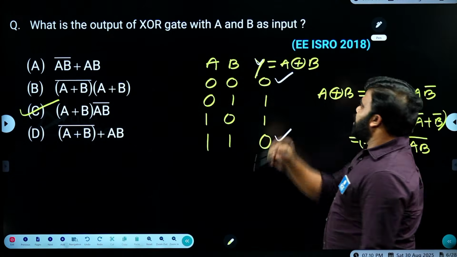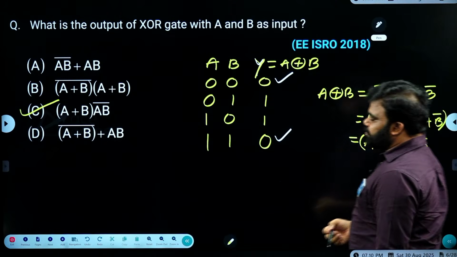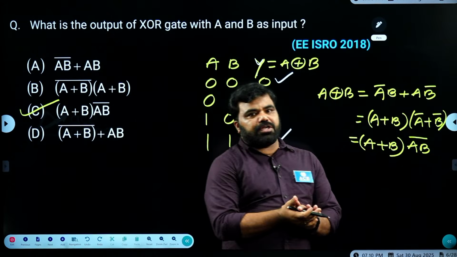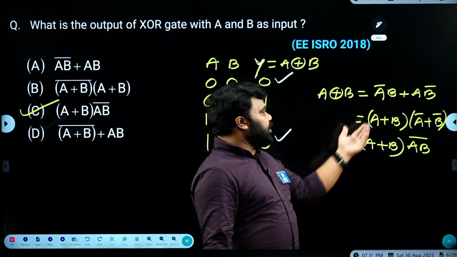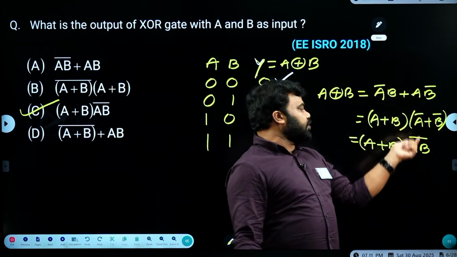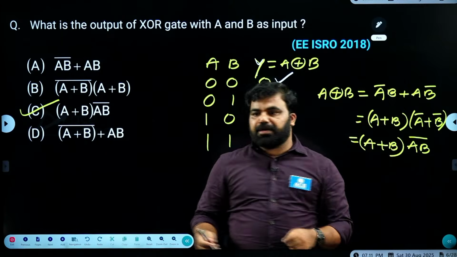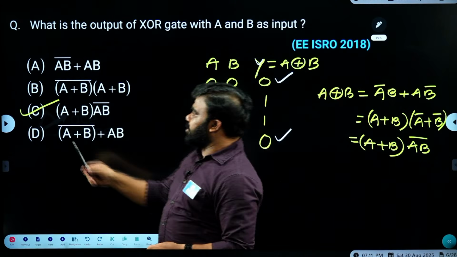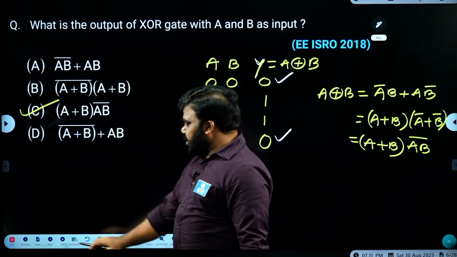The XOR function can also be expressed as A plus B and A bar plus B bar, which is POS form, and SOP and POS are functionally the same. So A bar B plus A B bar is SOP, and A plus B and A bar plus B bar is POS form. This A bar plus B bar can also be written as AB whole bar. A plus B and AB whole bar is also representing the XOR function. So the answer is C. Now let us see the next question.